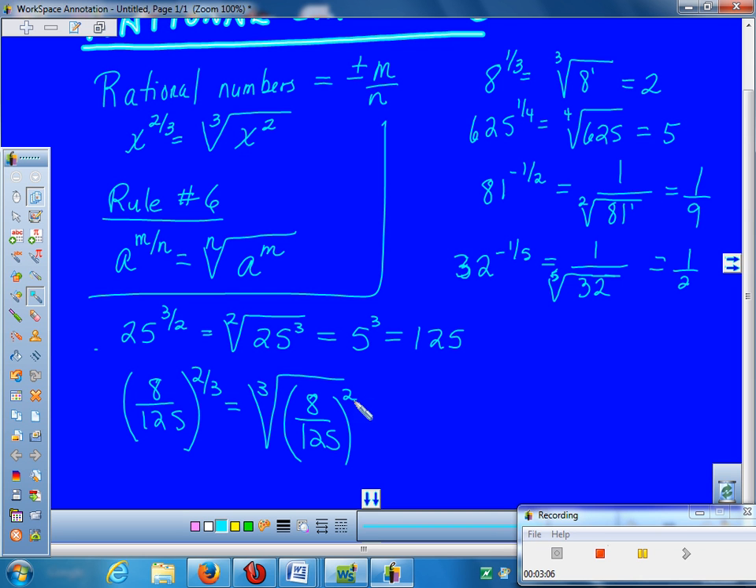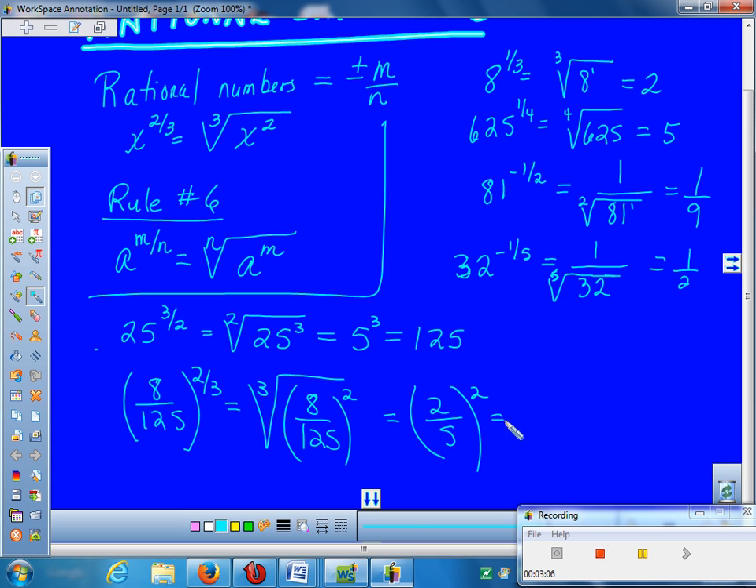Okay. So which would be smarter? Square it first or do the root first? Do the root first. Okay. Ignore the square. Treat them as separate numbers. What's the cube root of 8? Yep, it's 2. Okay, so what's the cube root of 125? What number times itself 3 times? That's 5. Then square your answer.